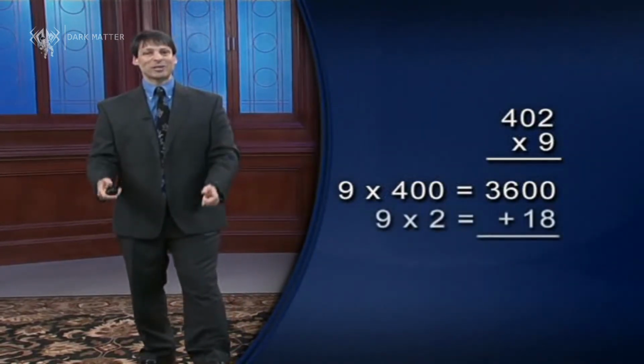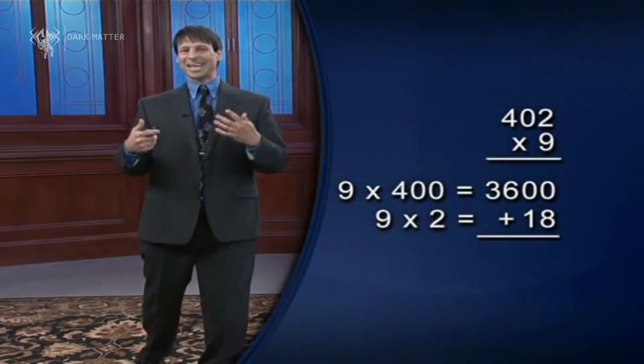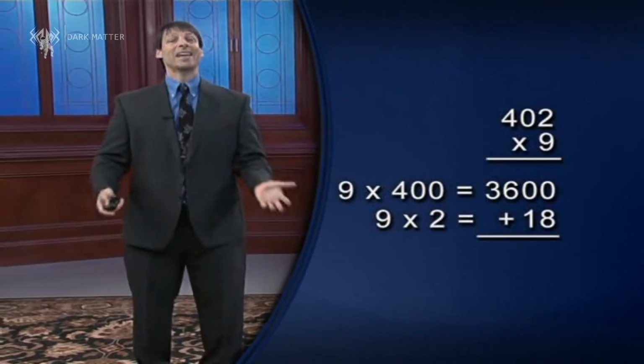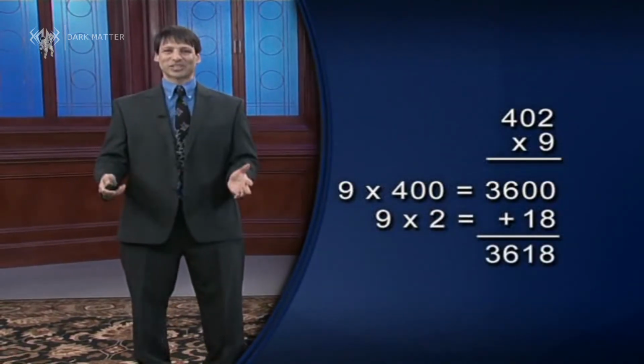3,600. Next we do 9 times 2, which is 18. Say the 18 and you've said your answer, 3,618.